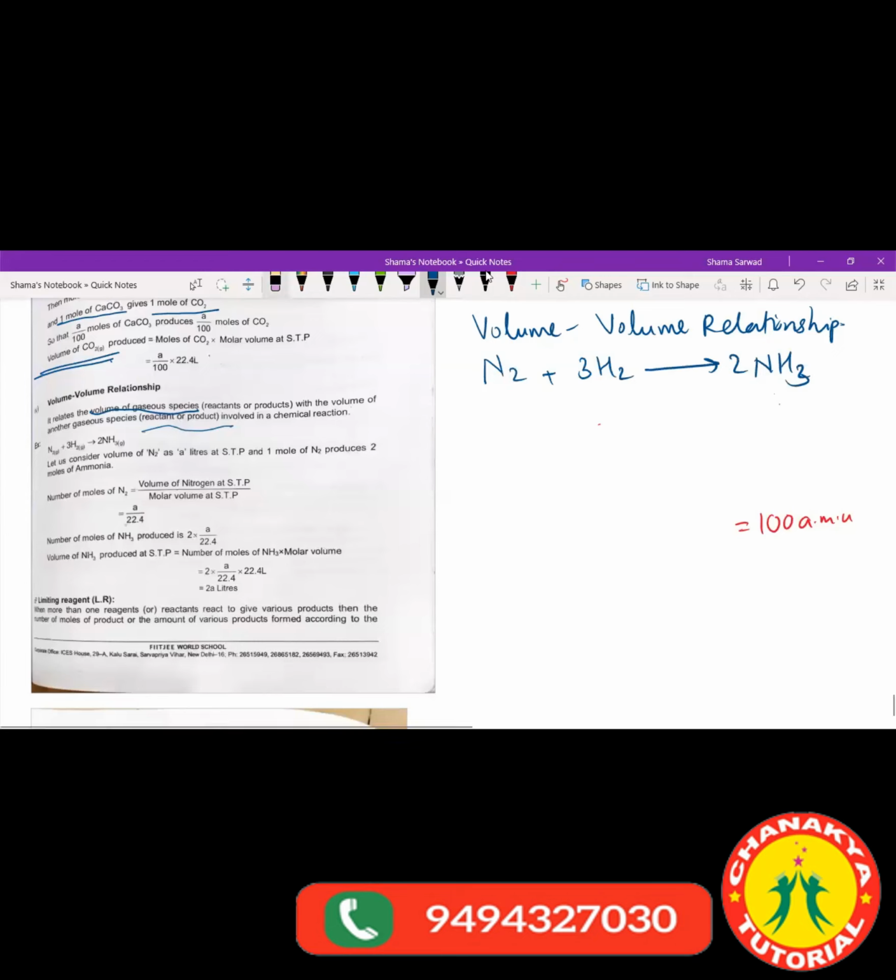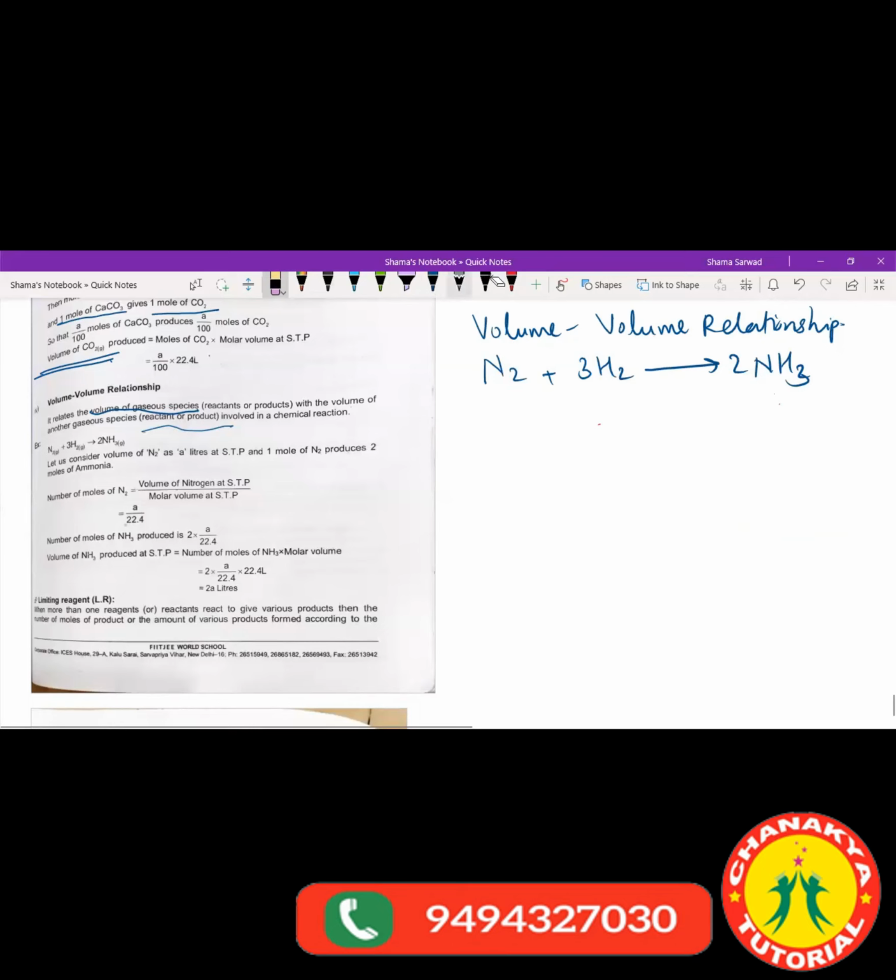Correct? Already we have seen it's a balanced equation, right? And when it isn't a balanced equation, you just have to balance it. How to balance, you have learned in grade 10. And I think in the previous class, I taught you about this. Isn't it? Yes, ma'am. Both of you are aware how to balance the equation? Yes, ma'am. Now, here what they said, let us consider the volume of N2 as a liter.